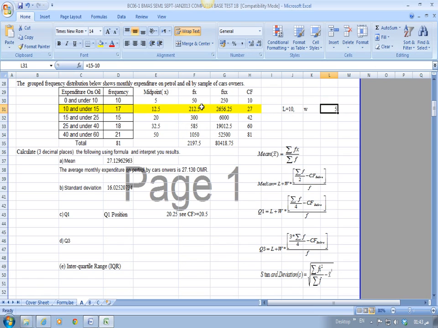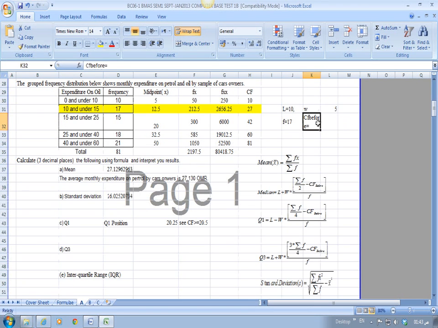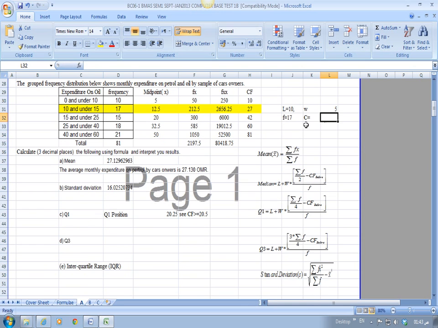If you want to calculate, F here is 17, the frequency here is 17, and CFB4 is equal to 10. F equals the frequency, which is 17. CFB4, our location here, CFB4 for our location is equal to 10.